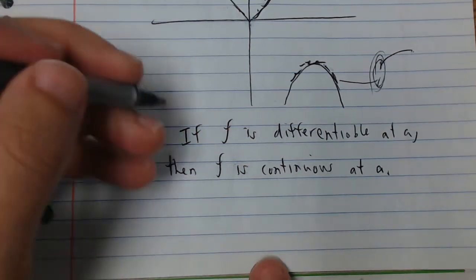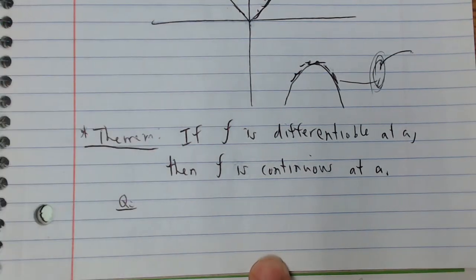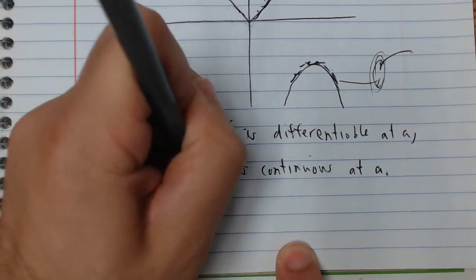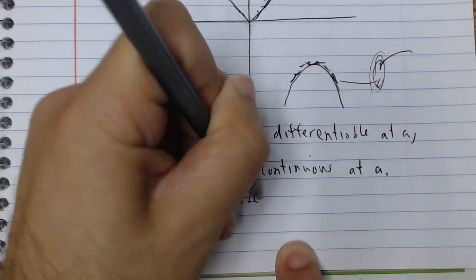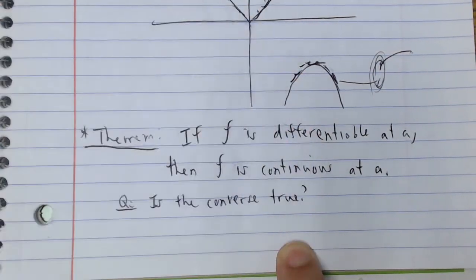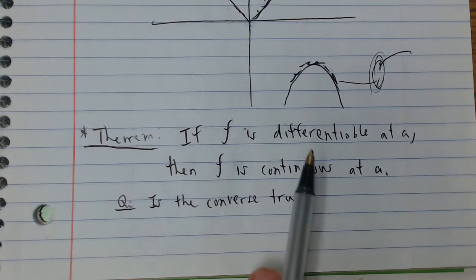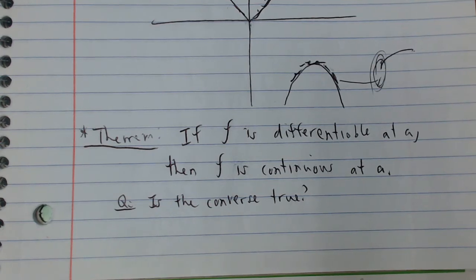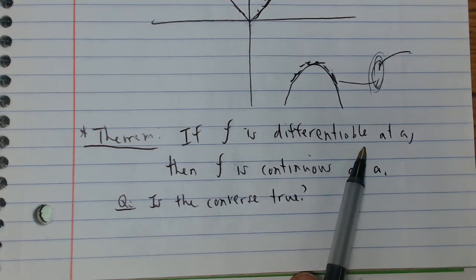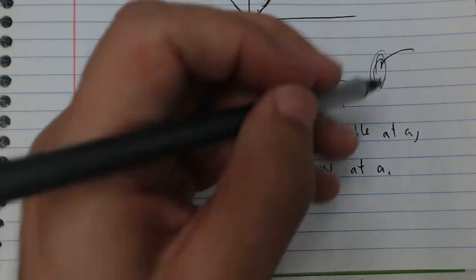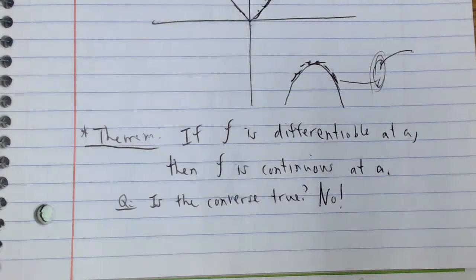Now, my question to you is, and think about this before you answer it, is the converse true? In other words, what's the converse? If f is continuous, is it differentiable? And here's where we have to be careful. A lot of students make a mistake by saying, yes, it is. Because if it's differentiable then it's continuous, they think that if it's continuous, it must be differentiable. And the answer to this is actually no.